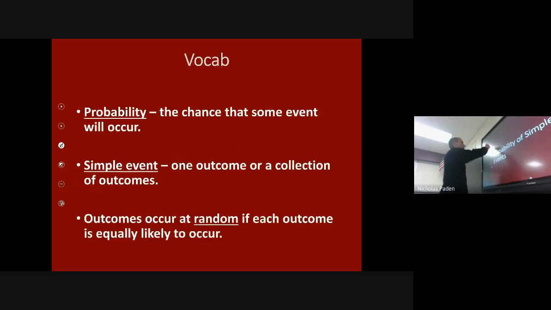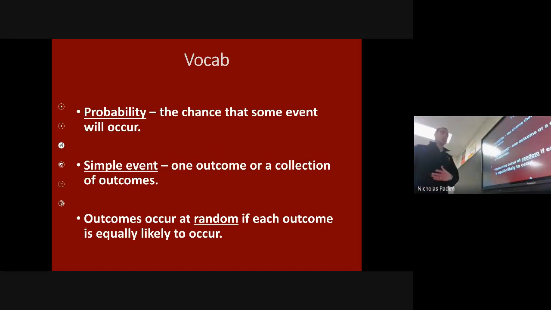So probability of simple events, the probability of something is the chance that some event occurs. For example, the probability of rolling a 4 when you roll a die. The probability of picking a 2 of clubs whenever you're picking a card. The probability of spinning a spinner and landing on blue. Those are all probabilities, and we can find a number that represents the probability of that event happening.